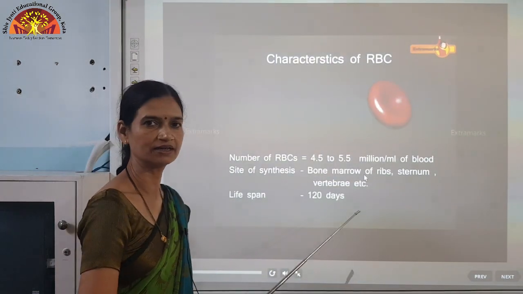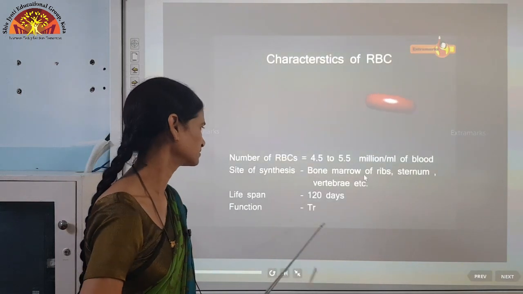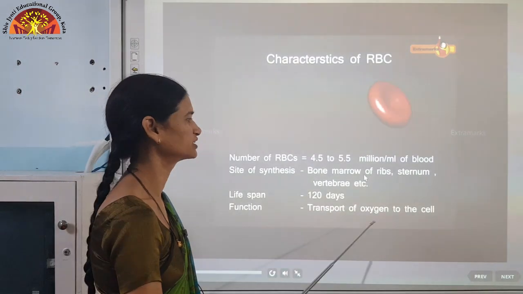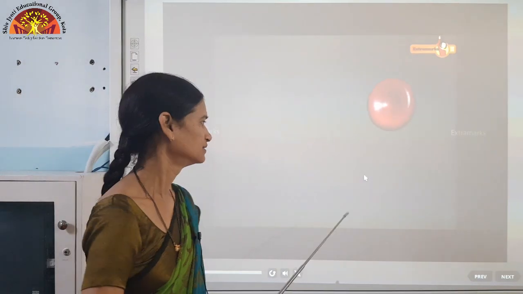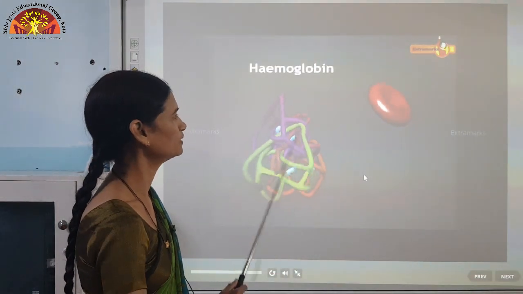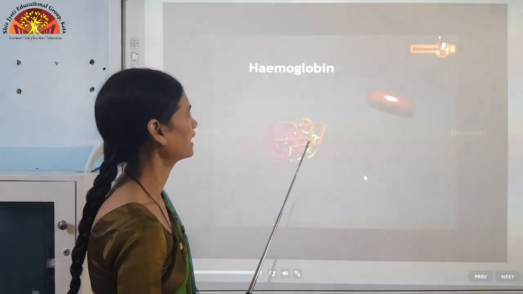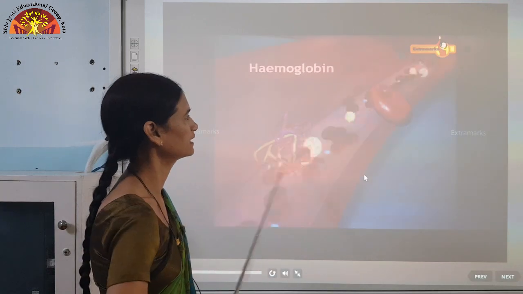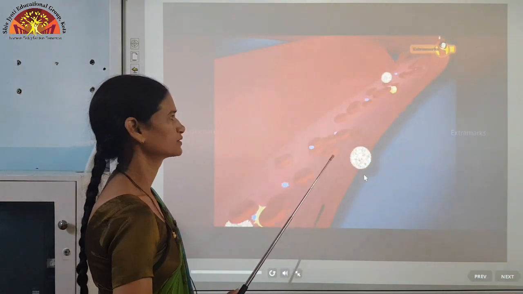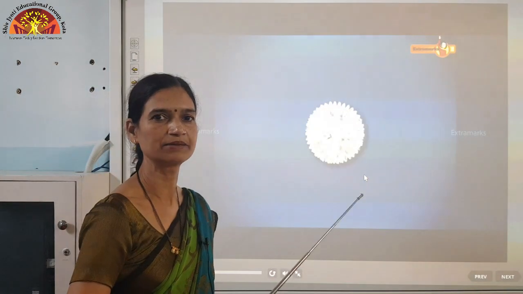Its lifespan is the longest among the other blood cells, it is 120 days, and its function is transportation of oxygen to the cells, which is done with the help of hemoglobin. So this is a hemoglobin molecule which can attach 4 oxygen atoms at a time. So hemoglobin acts as a carrier in RBC. The hemoglobin is also known as a respiratory pigment. Now we talk about WBC, that is white blood cells.